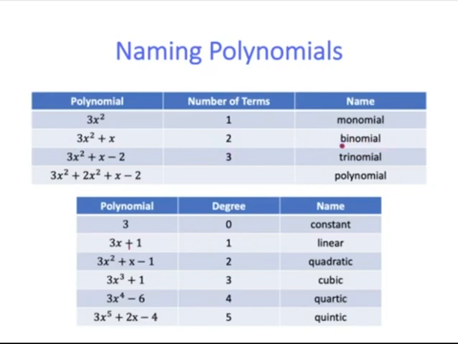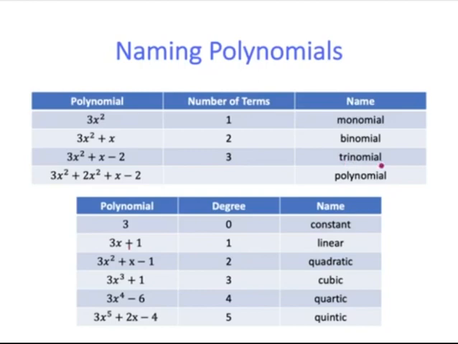And if you think about common everyday items, think about a bicycle. A bicycle has two wheels. So that prefix bi means two, so binomial. Or if we have three terms, that's a trinomial. Think tricycle with three wheels, tri. So three terms is a trinomial.